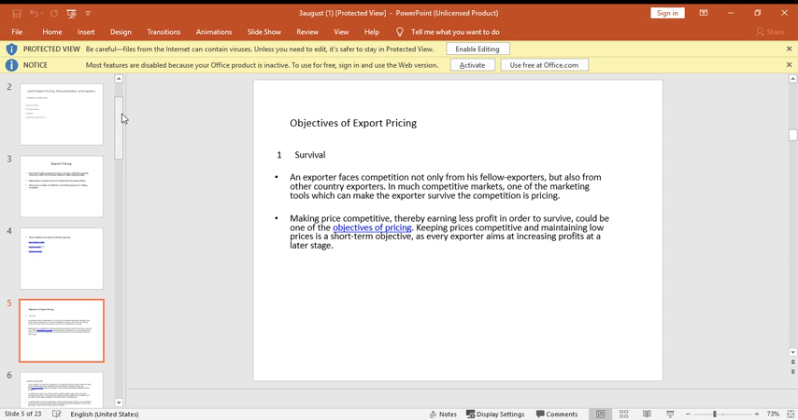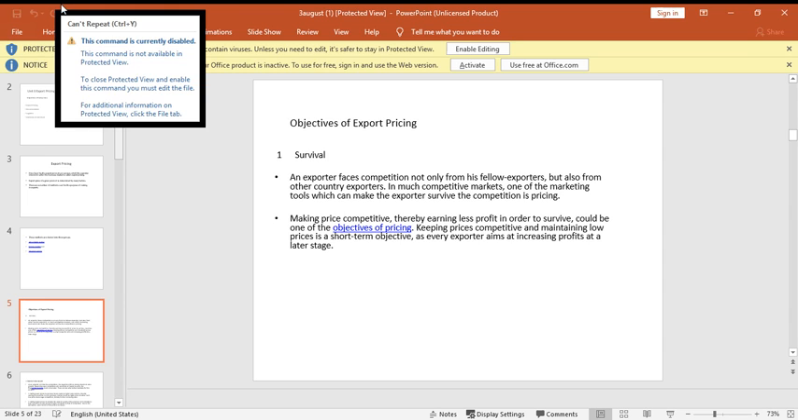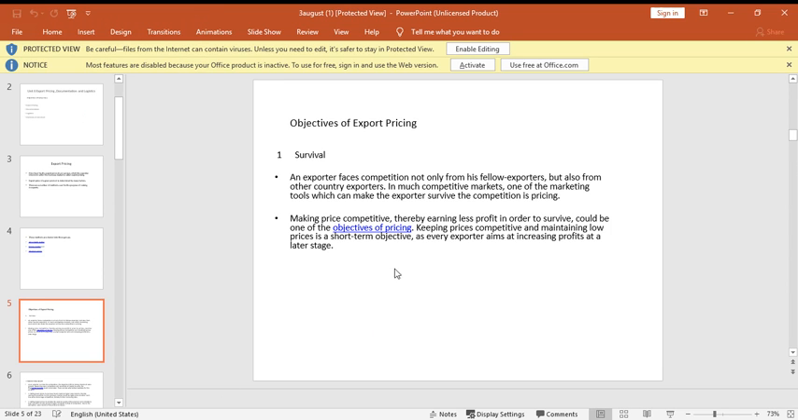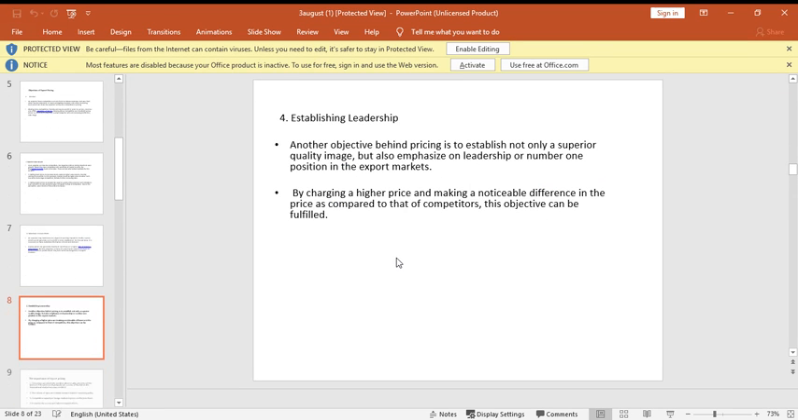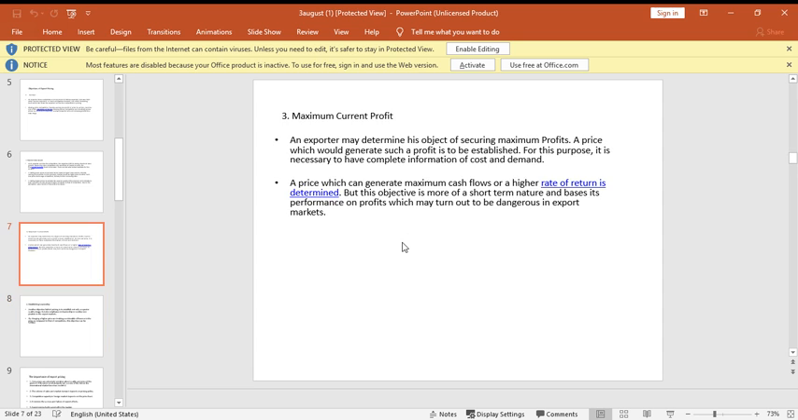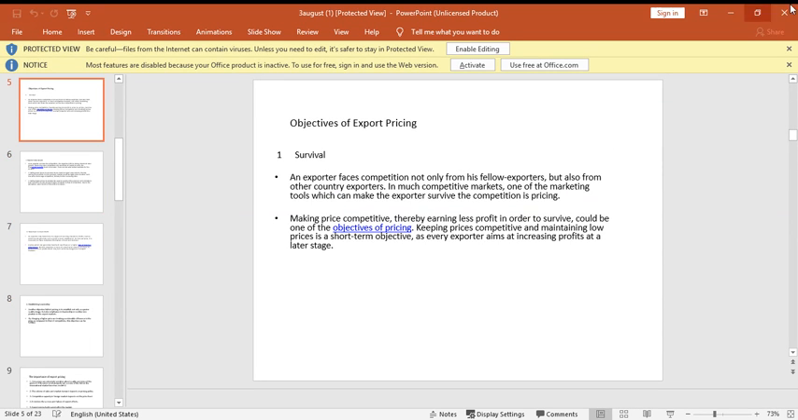And next, what are the objectives of export pricing? In the objectives of export pricing there are four. The first is survival. Sorry, second one is maximum sales growth, then maximum current profit, and last one is establishing leadership. So these are the four objectives of export pricing. We are going to learn them in detail now.